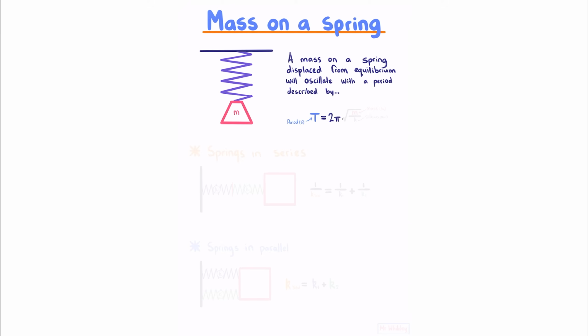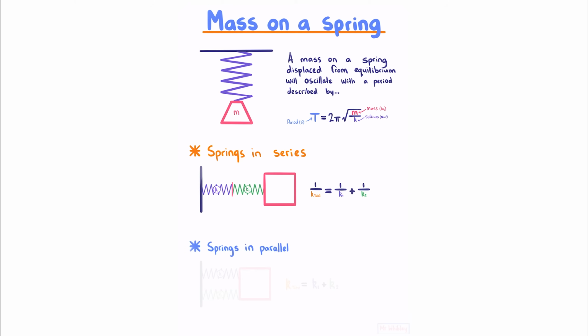Mass on a spring. A mass on a spring displaced from equilibrium will oscillate with a period described by 2 pi times the square root of mass over k. Furthermore, if we have springs in series, meaning that they're arranged like so, their combined spring constant is given by 1 over k total is equal to the sum of the 1 over ks. For springs in parallel, however, arranged like so, the combined spring constant is just the sum of the spring constants.